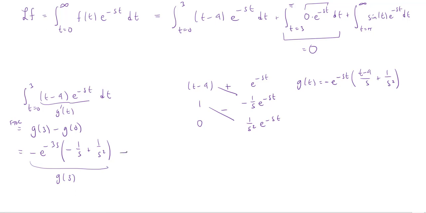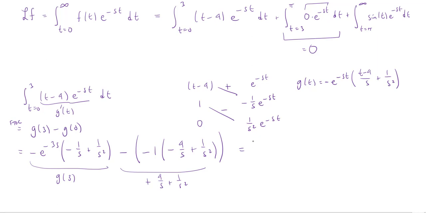Okay, then I do minus, and now I need to do g of 0. So at 0, I'm going to get just e to the 0, which is 1. And of course, there's still a minus out here. So minus 1 times, at 0, I have negative 4 over s plus 1 over s squared. Okay, and we could probably simplify this a little bit. First, this negative hits this negative, and so this whole thing here is just going to be plus 4 over s plus 1 over s squared.